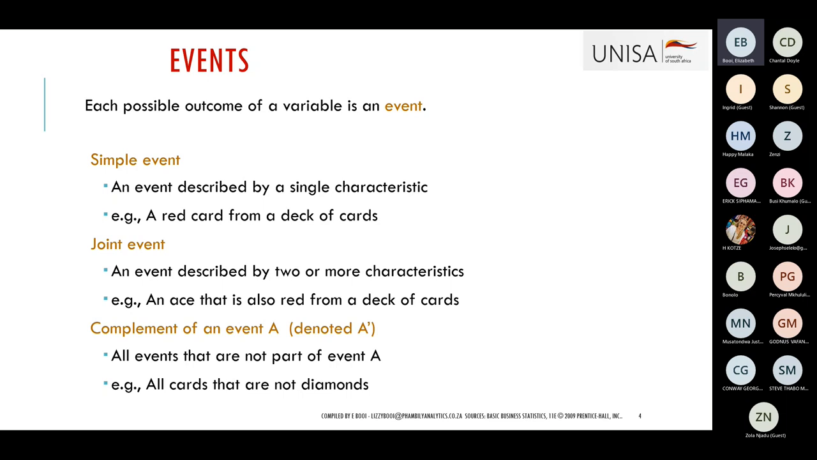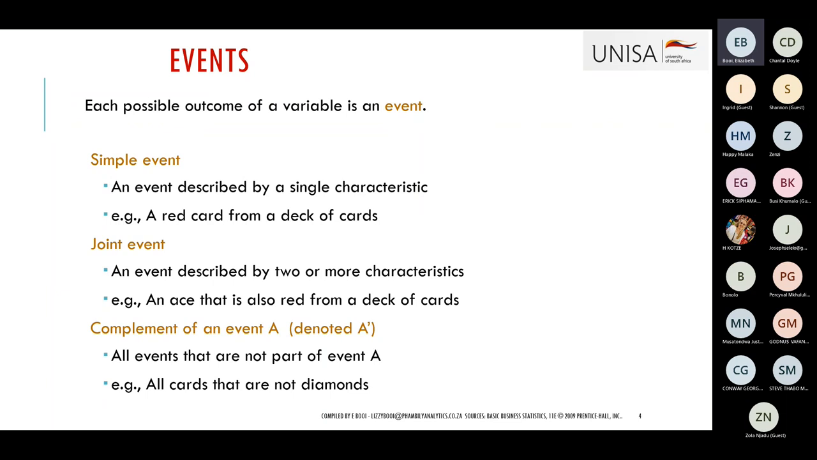And when I roll a die and I toss a coin, and if it lands on a head and the die lands on a six, I'm creating a joint event. And a complement is an event that does not include the others. For example, with the coin, it has two sides. A head is a complement of a tail, and a tail is a complement of a head. In the case of a die, one is a complement of all the other sides of a die. A six is a complement of all other sides of a die. And that's how you will read your complement events.